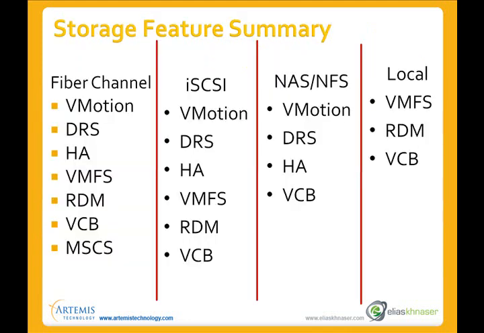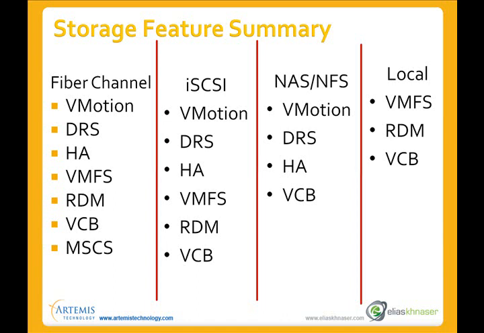Alright, now let's take a look at the storage feature summary here. Now with Fibre Channel, as you're going to notice, you're going to be able to do everything that you can do in a virtual infrastructure. You're going to be able to do vMotion, DRS or Distributed Resource Scheduler, HA or High Availability. You're going to have VMFS. You're going to have RDM or raw disk mapping. You're going to have VCB or VMware Consolidated Backup. You're going to be able to do Microsoft clustering services. Now with iSCSI, you're going to be able to do all of the above, everything you can do with Fibre Channel, with the exception of Microsoft clustering.